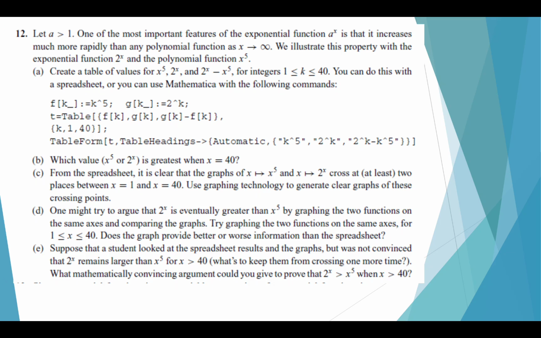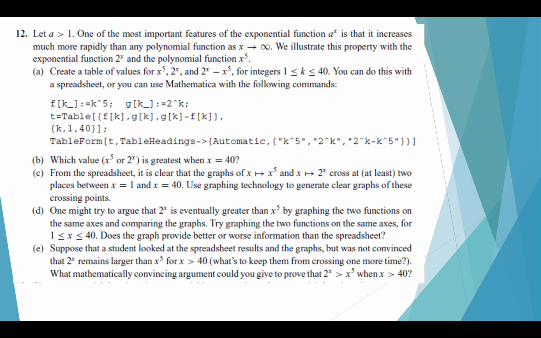Create a table of values for x to the 5th, 2 to the x, and 2 to the x minus x to the 5th for integers 1 through 40. You can do this with a spreadsheet. You can use Mathematica with the following command. If you want to learn how to do Mathematica, it does give you that command. So create a table of values.